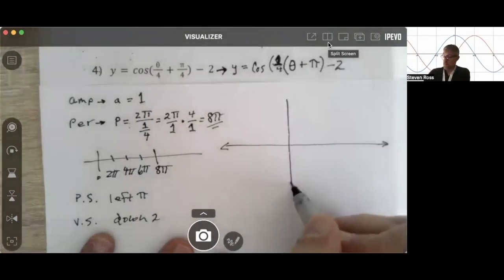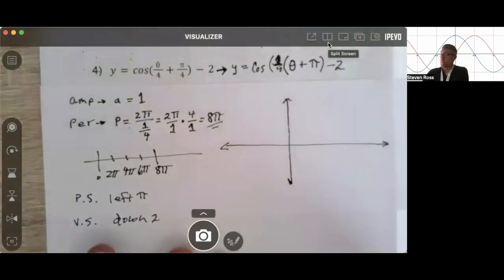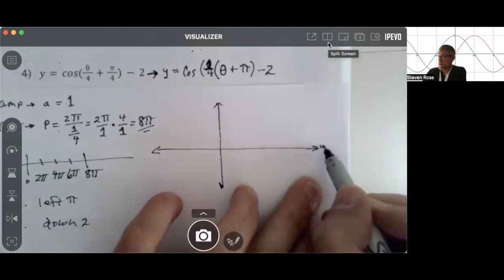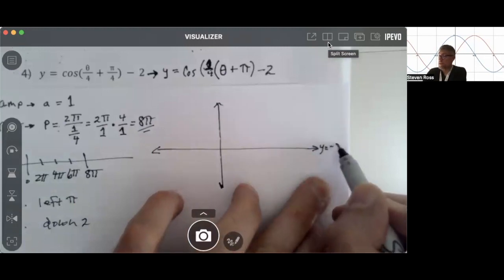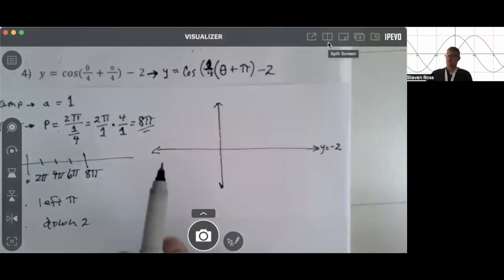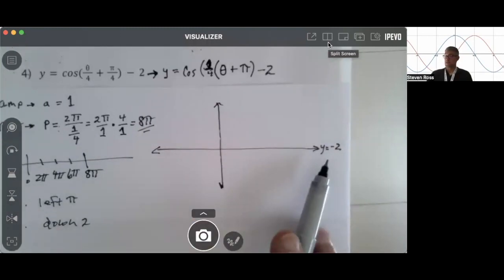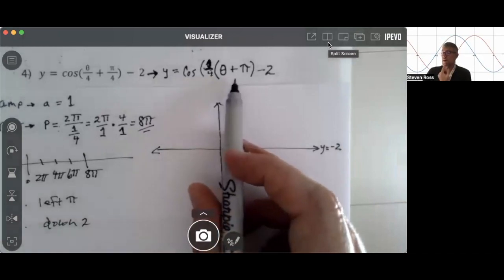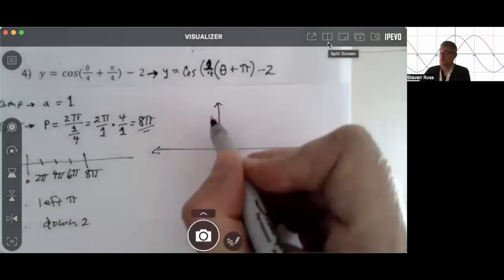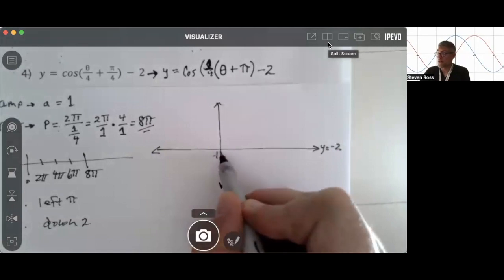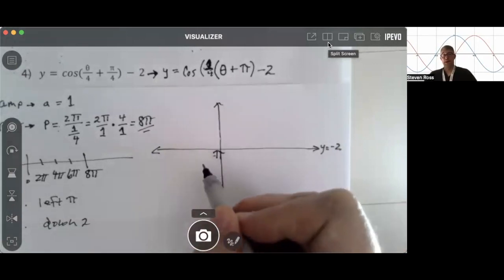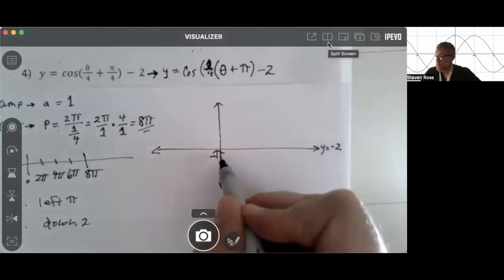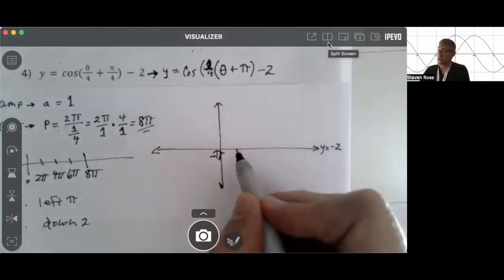And let's start by labeling. Let's label the minus 2. So y equals a minus 2. So I know that it's going down 2 to start with. And also, I know that it's going pi to the left. So that means that this virtual y-axis is actually a negative pi. So negative pi.